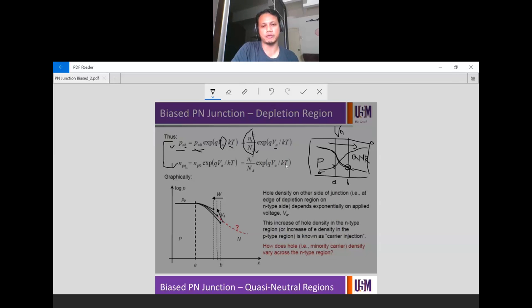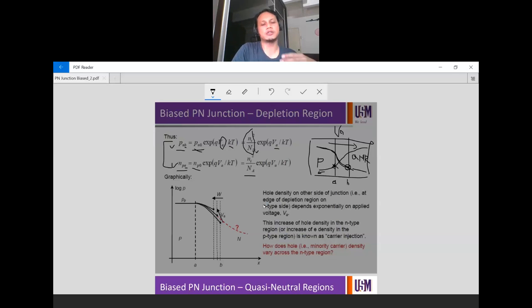Exponential qVA over kT. And the same goes for NPA. NPA at this point, left hand side, has to be based on NP naught. So sama juga. NP naught is the density of electrons in p-type at thermal equilibrium, and NPA is the density of electrons in p-type at point A after the application of forward bias. Right? So sama juga, you kena kali dengan exponential of qVA over kT, and that's also given by ni squared over Na times exponential qVA over kT.